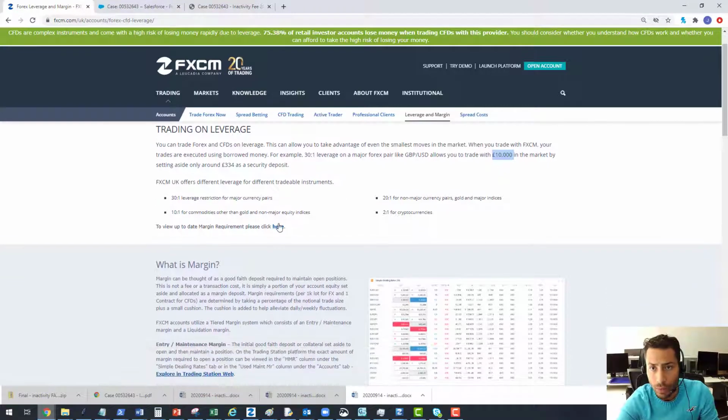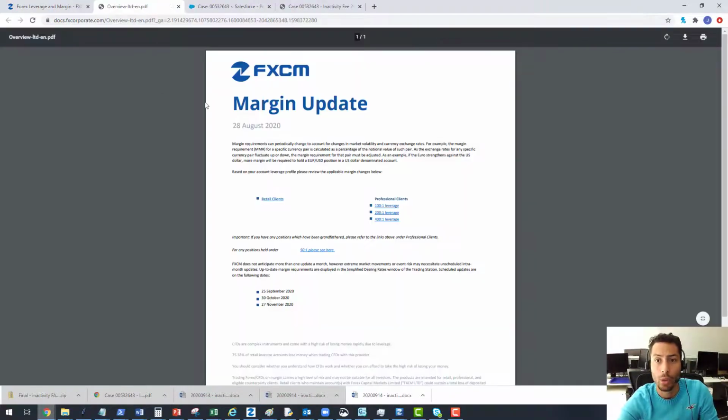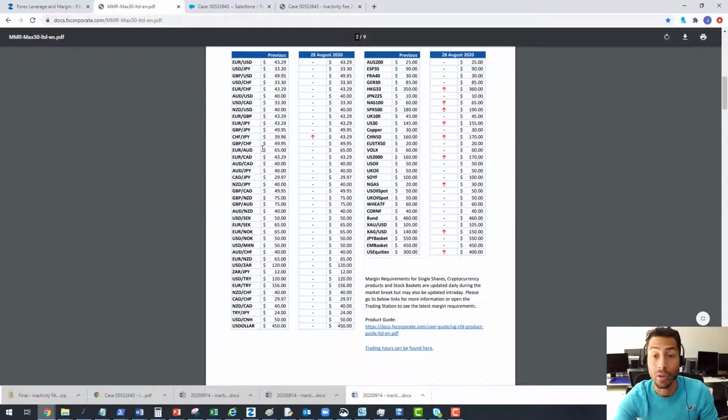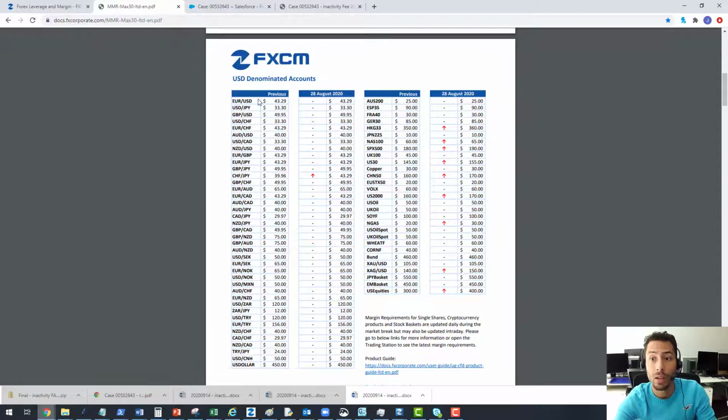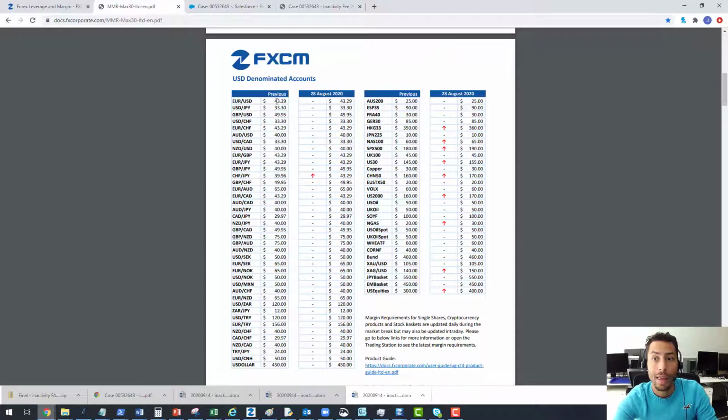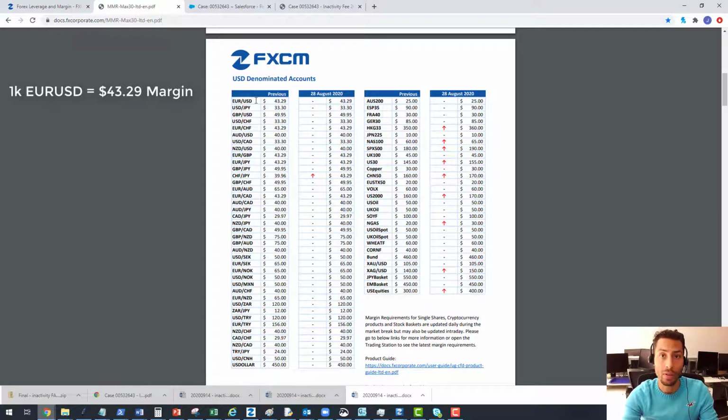Okay? We have this document, the MMR document, that tells you what the minimum margin requirements, or MMR, are for every single instrument. So this is in USD, this is in Euro, this is in Pound. So let's go to Euro. This is the amount of money that I need to trade the smallest trade size in anything that FXCM offers. So if I want to trade 1K EUR/USD, or 1 micro lot, or 1,000 units, whatever you want to say, it's the same thing, I need to put $43.29.